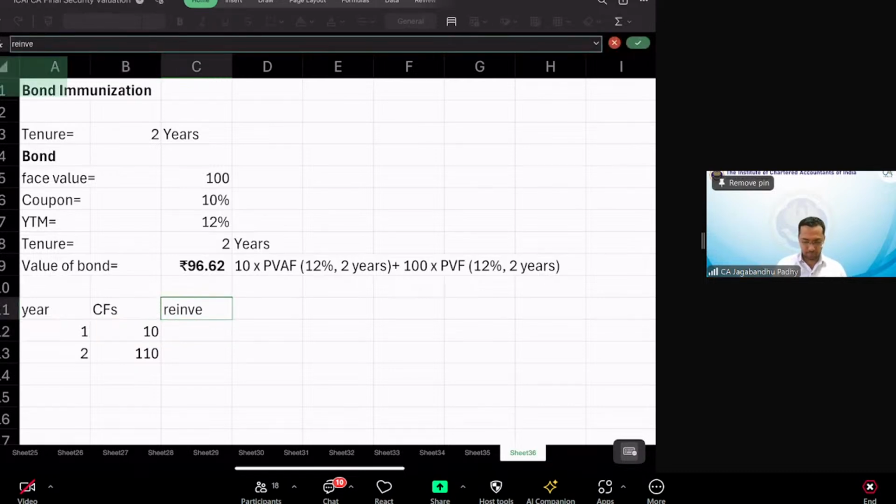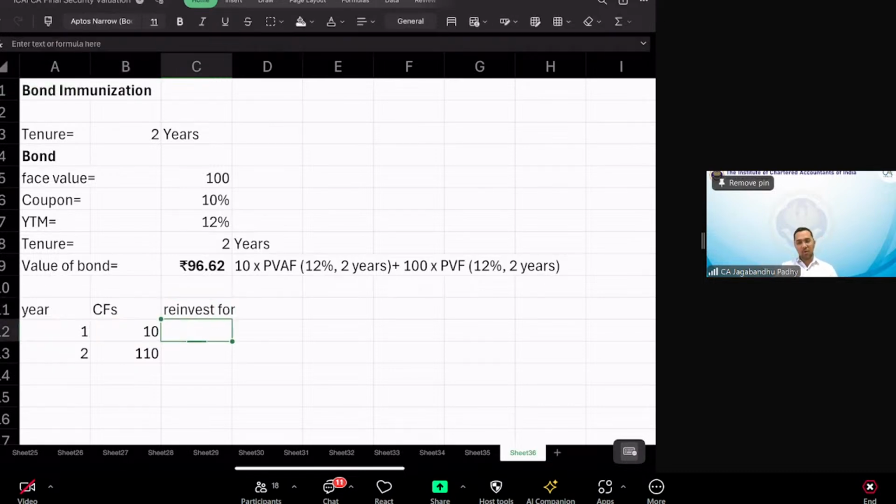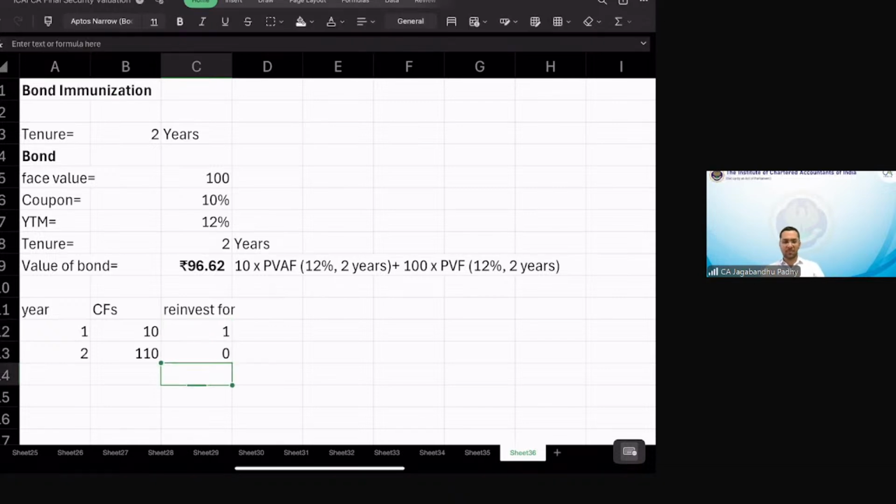Okay. Now tell me, for what tenure are you going to reinvest the money? The 10 rupee that you have, you're going to reinvest it for what tenure? Can I say for 1 year? Right? And of course, the 110 will be the final value. Now, when you're going to reinvest, let us assume that the ongoing required rate of return remains the same even after 1 year. So let's say today I'm going to invest at 12% rate. So even after 1 year, we are going to reinvest it at 12% rate.